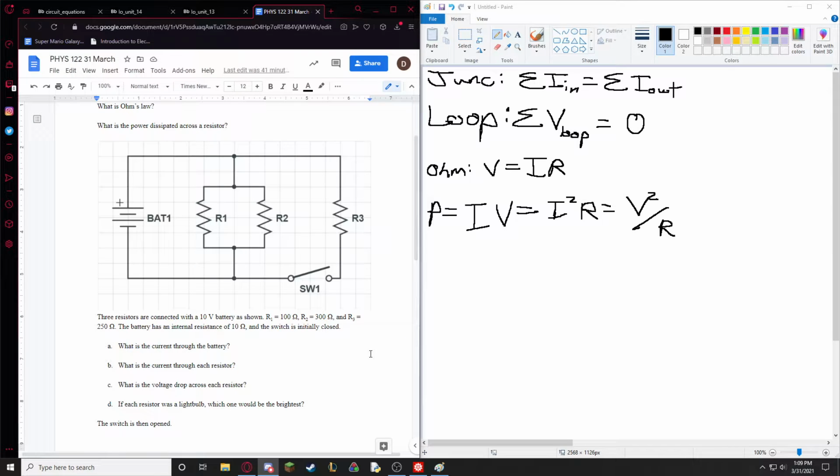We're going to have 3 resistors connected to a 10-volt battery, with resistances 100 ohms, 300 ohms, and 250 ohms. And the battery is also going to have an internal resistance of 10 ohms. So what exactly does that mean? What is internal resistance of a battery?